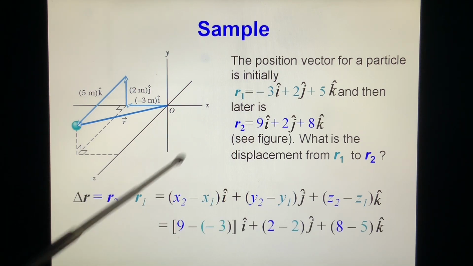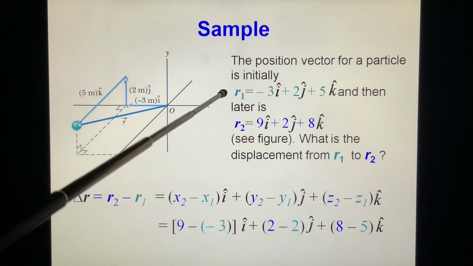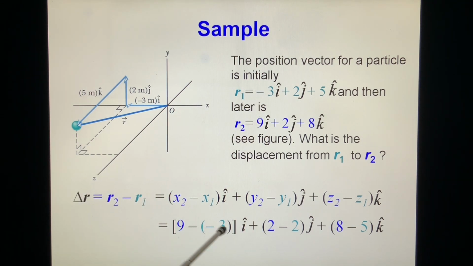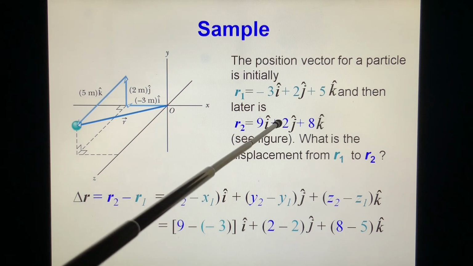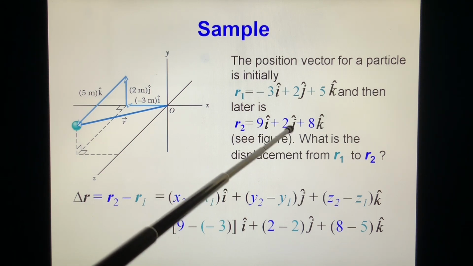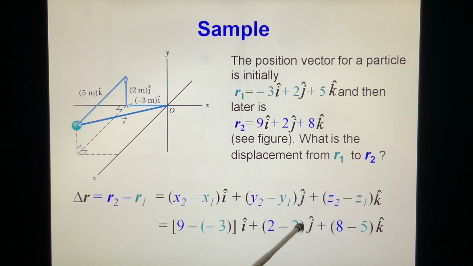x2 is 9, x1 is minus 3. y2 is 2, y1 is 2. z2 is 8, z1 is 5. So we get this answer very simply.